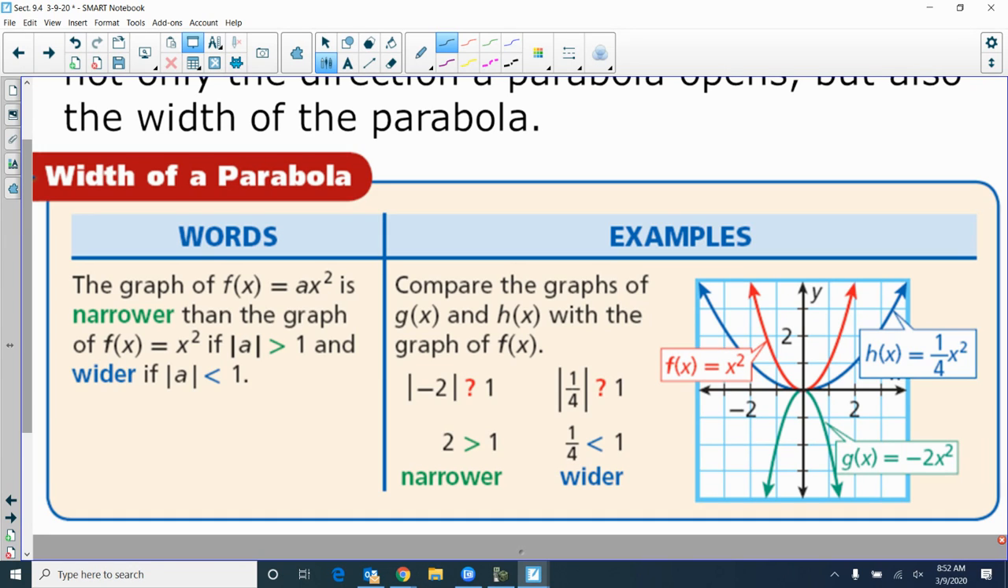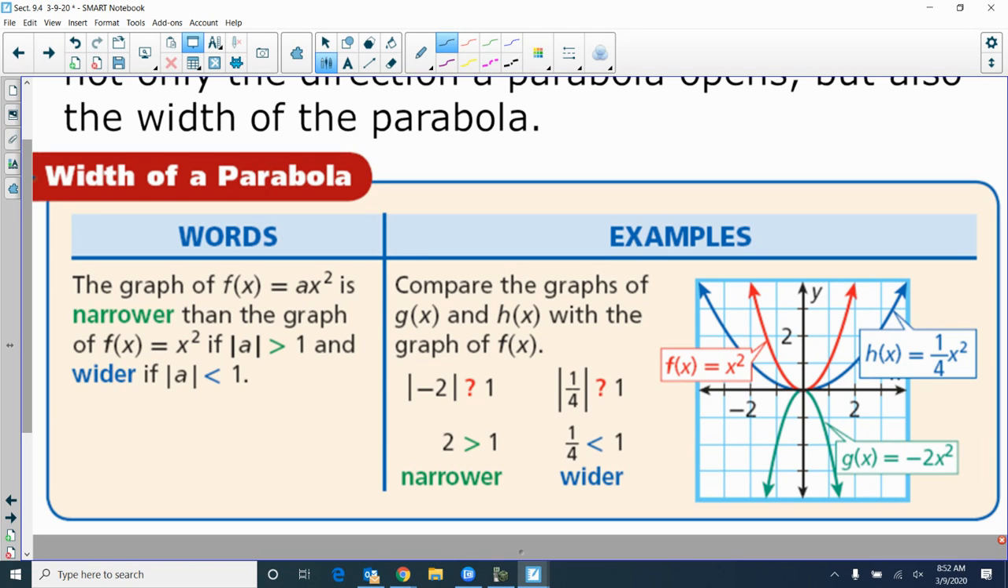If the number is bigger than 1, it's going to be narrower. So these are cases that will be narrower, like f of x equals 3x squared, f of x equals -4x squared, f of x equals 10x squared. As long as that number, ignoring the sign, is bigger than 1, it's going to be narrow. All right, when is it going to be wider? When the number is between 0 and 1.